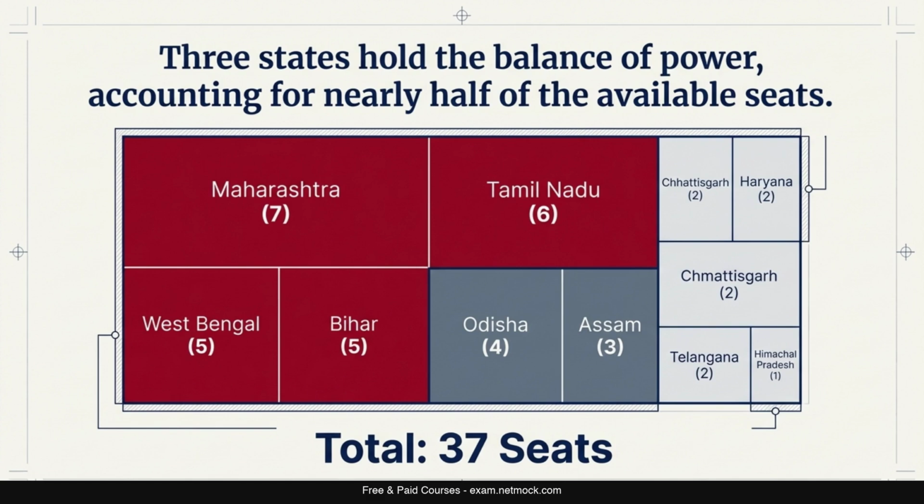Maharashtra leads with 7 seats, followed by Tamil Nadu with 6. West Bengal and Bihar each have 5 seats, Odisha has 4, and Assam has 3. The remaining seats are distributed among Chhattisgarh, Haryana, Telangana with 2 each, and Himachal Pradesh with 1. The total comes to 37 seats.